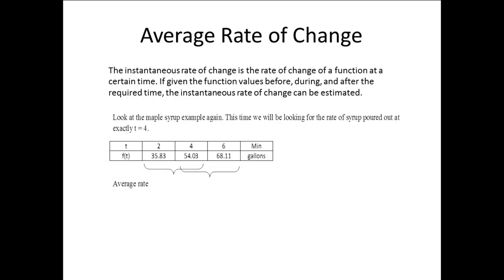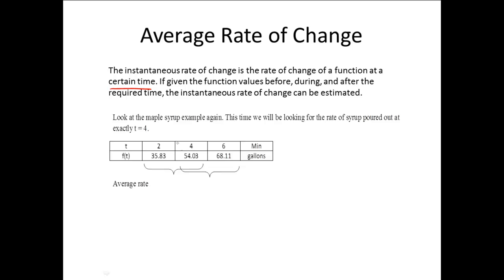Alright, so as we continue through this, it's interesting to look at the average rate of change, but it's going to be more important to be looking at the instantaneous rate of change. And that is the rate of change of a function at a certain time, so at an exact time. If given the function values before, during, and after the required time that you're looking for, the instantaneous rate of change can be estimated. So we're going to look at the maple syrup example again, but this time we're going to be looking for the rate of syrup poured out at exactly 4 minutes.